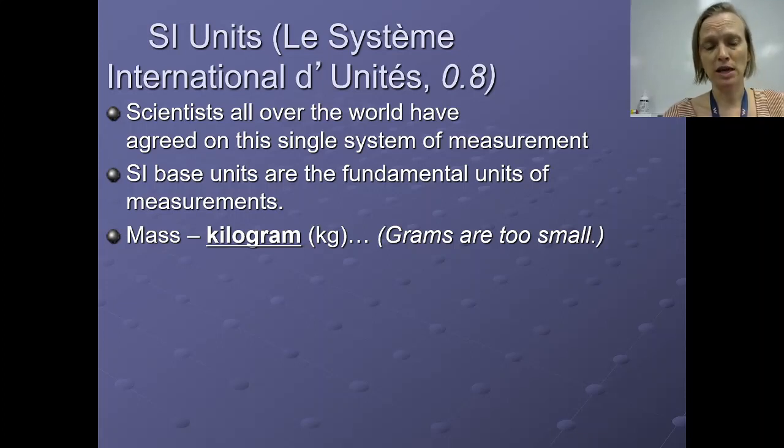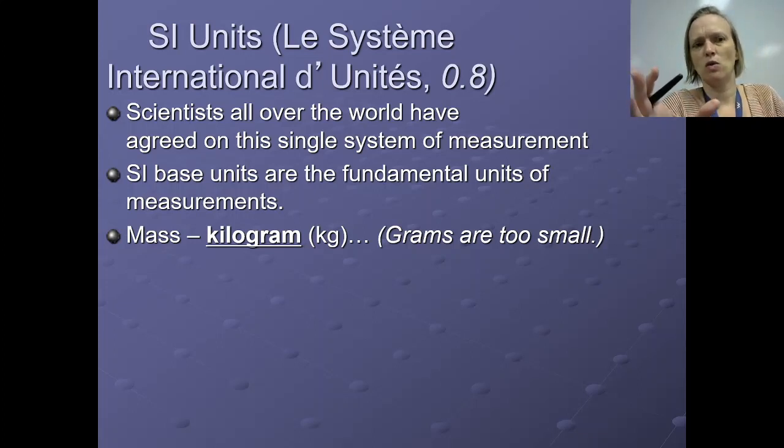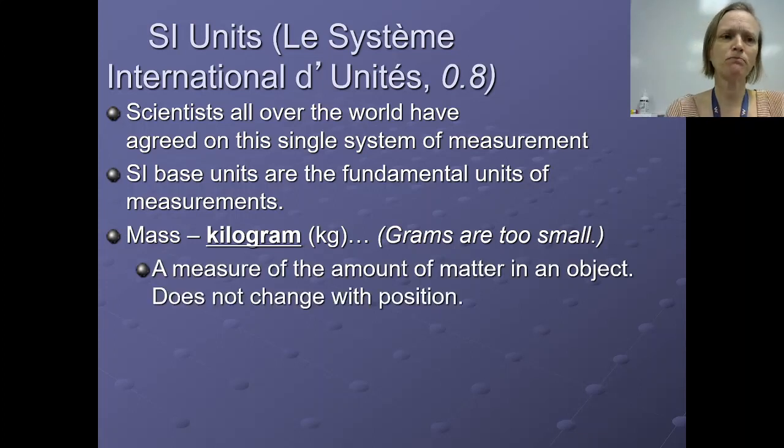And the reason we use the kilogram is because grams are just too small. A paper clip is a couple of grams. And since our other base units are larger, like a meter, there's nothing a meter long that only weighs a gram. So we use kilograms as more on the right scale to match the meters. So that's why scientists use kilograms and not grams as the base unit for mass.